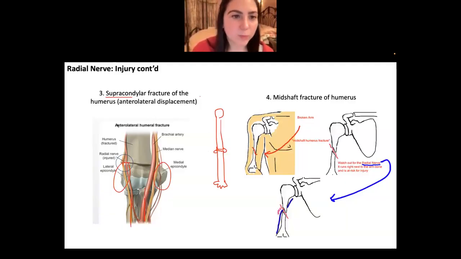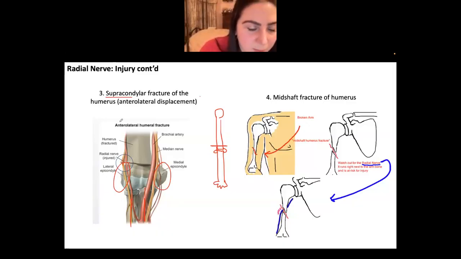So if you have a supracondylar fracture, that means right above these condyles, supra, right above the condyles, you have a fracture, which you can see in this UWorld image. Here's the condyles, here's the fracture right there. And if it displaces anterolaterally, after a bone fractures, it has to set somewhere else, because it shouldn't be there.